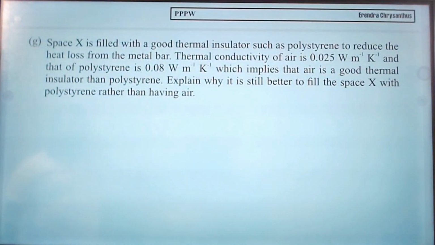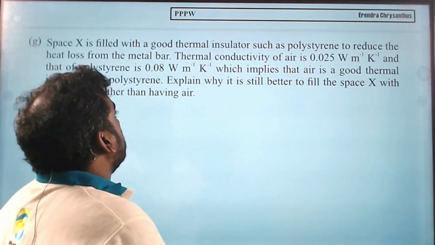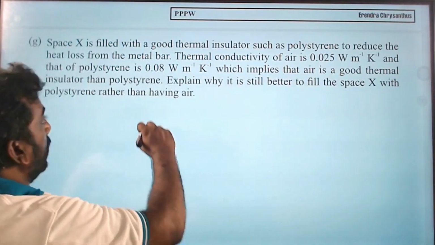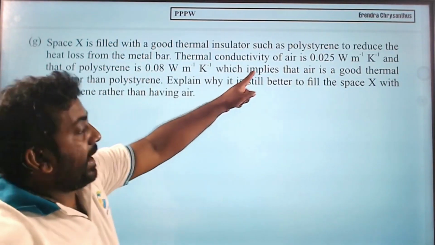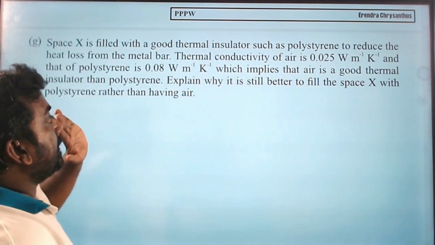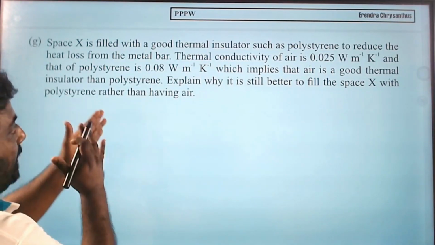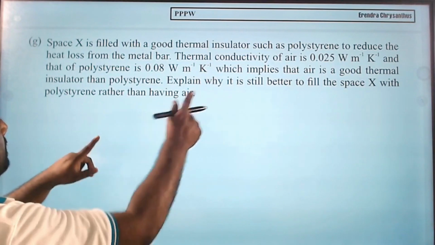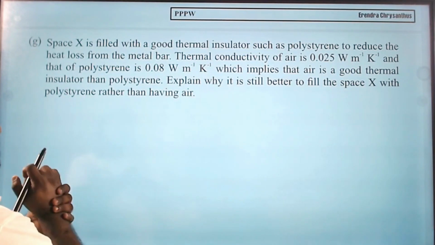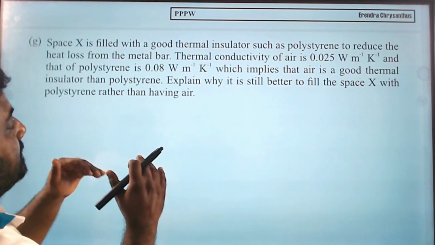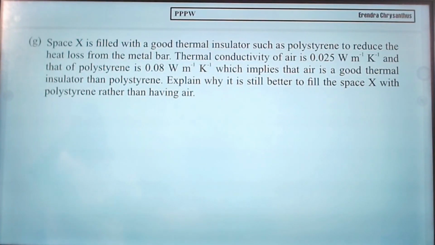Space X is filled with good thermal insulators such as polystyrene, to reduce heat loss. Thermal conductivity of air is 0.025 and polystyrene is 0.08. So air is a better insulator because its conductivity is less, which implies that air is a good thermal insulator. Explain why it is still better to use polystyrene than air.